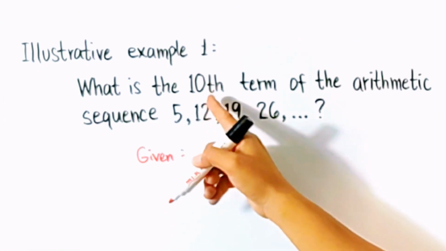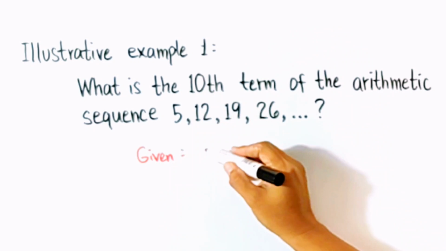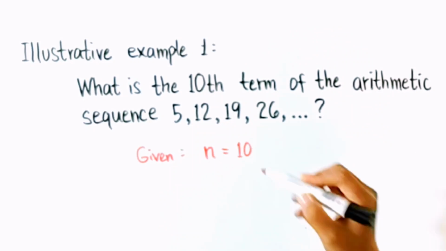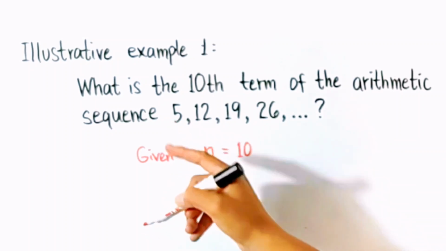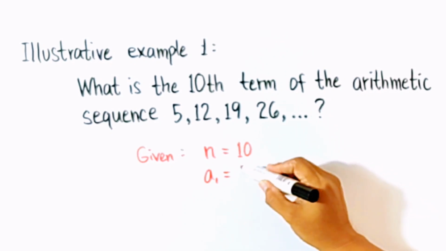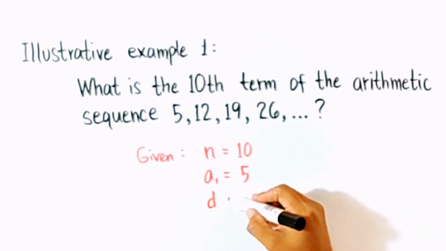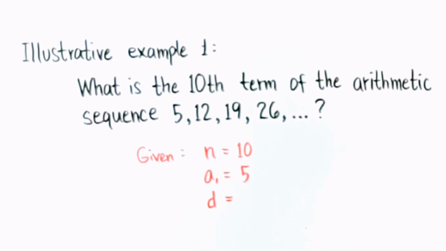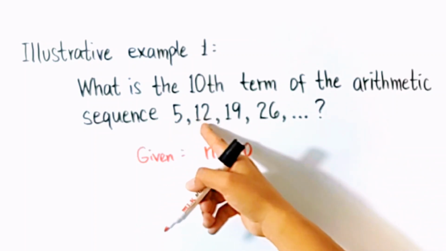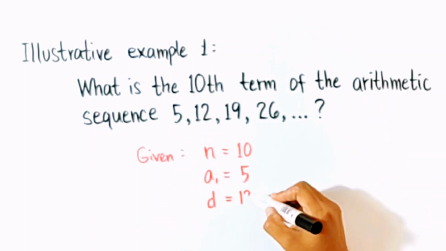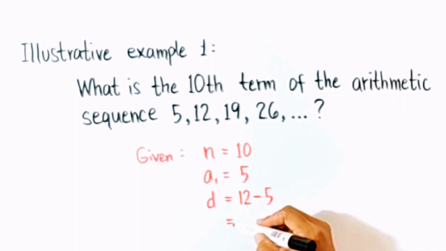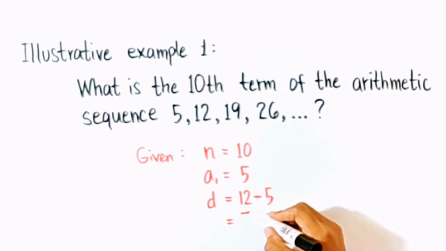What are the given? The first number that you see here, the 10th term, will automatically be the value of n as 10. The second one is the first term in the sequence, a sub 1 is equal to 5. Most importantly, you need to determine the common difference. If you pick 19 or 26 or any number except the first term, you just subtract the previous number from it. If you pick 12, we need to subtract 5. So the common difference will be 7.